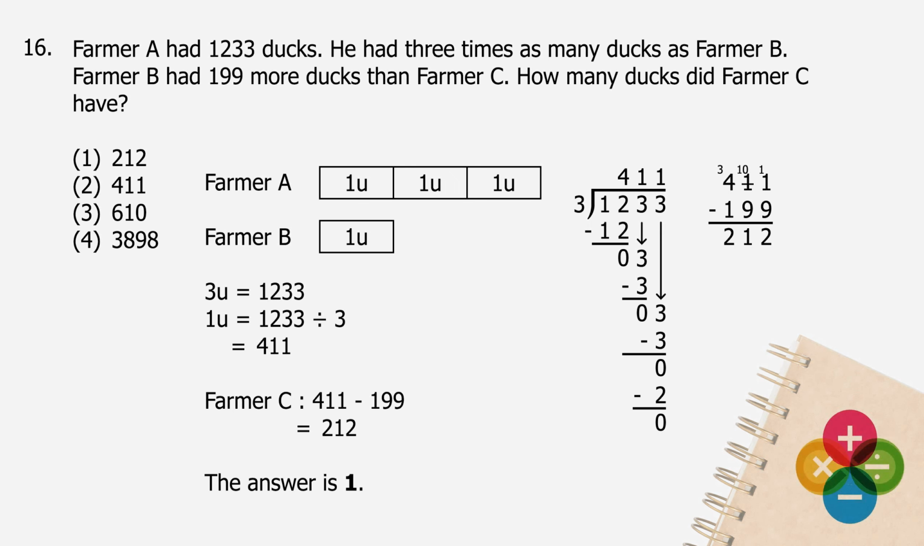Three units will be 1,233. 1 unit will be, divide 1,233 by 3, and the quotient is 411. Farmer C will be, subtract 199 from 411, and the difference is 212. The answer is 1.